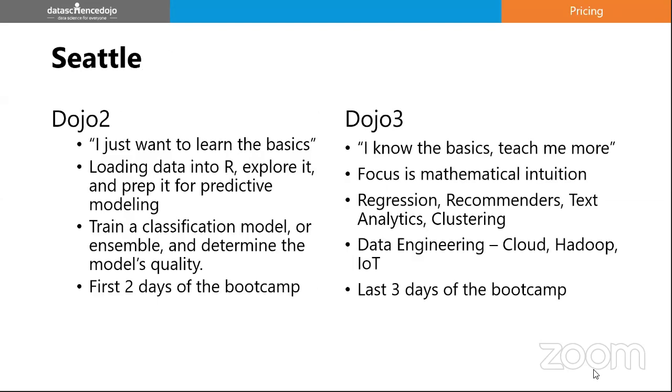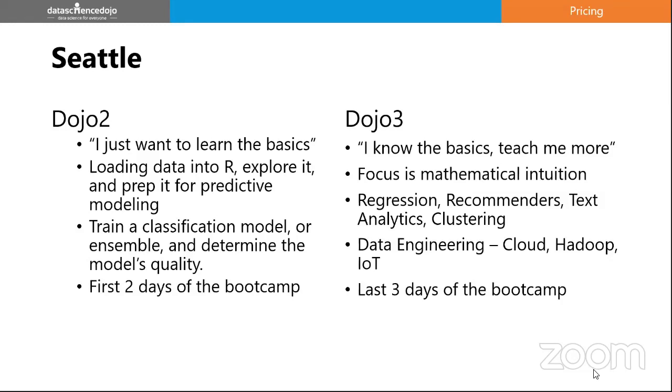And then for Seattle, instead of the Dojo package, we offer Dojo 2, Dojo 3, Guru, and Sensei. So for Dojo 2 and Dojo 3, think of it as the first 2 days of the boot camp and the last 3 days of the boot camp. So Dojo 2 is, I just want to learn the basics. What you can do is load data into R, explore it, and prep it for predictive modeling. You'd be able to train a classification model or ensemble and then determine the model's quality. And again, that's the first 2 days of the boot camp.